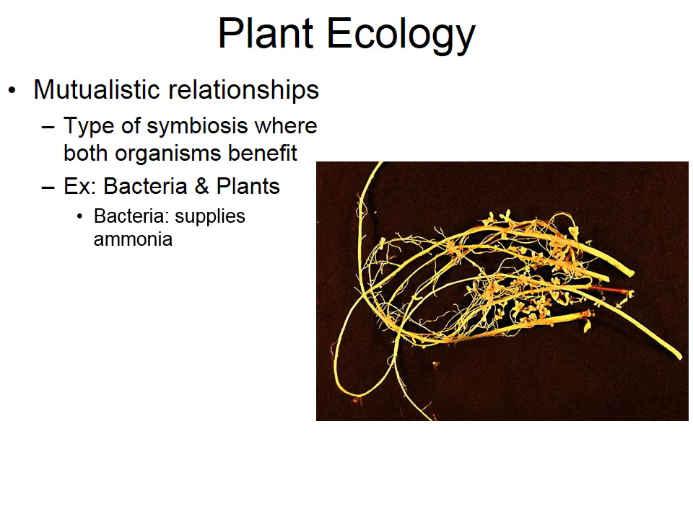So the reason this is a mutualistic relationship is the bacteria supply ammonia that the plant desperately needs. The plant's roots will take in the ammonia and grow. Well, what about the bacteria? The bacteria benefits because the plant supplies nutrients, particularly produced through photosynthesis, that the bacteria needs to survive. So it's a great example of a mutualistic relationship with plants and bacteria.